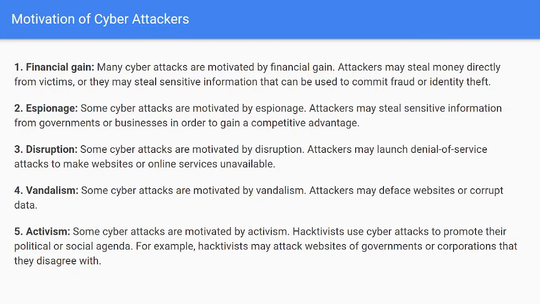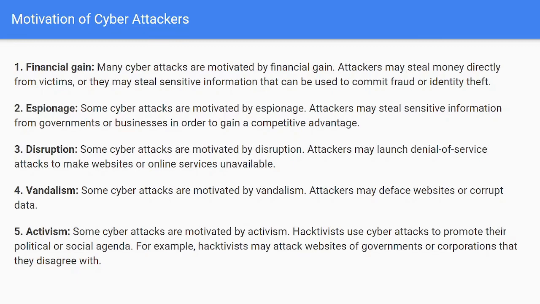Then the next one is vandalism. So some cyber attackers are motivated by vandalism. Cyber attackers may deface websites or corrupt data just to scatter things, you understand, just to break, scatter everything.